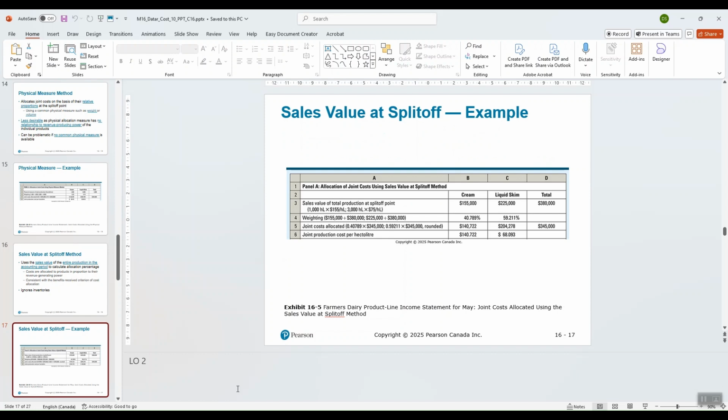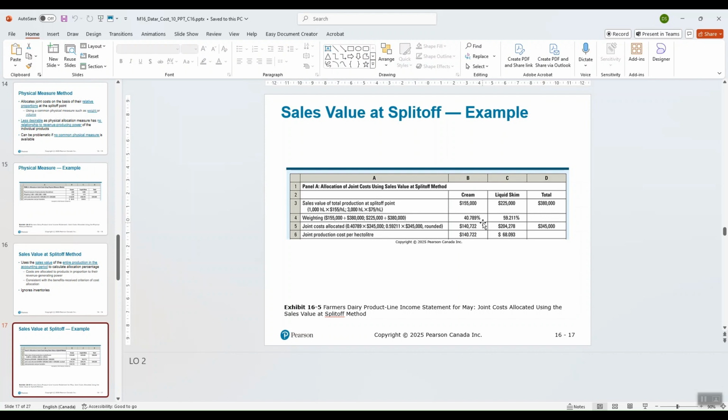So for the dollar amount, we need to know what is the sale price for these products that came out from the raw material that we used. In this case, we have 1,000 hectoliter of cream selling at $155 per hectoliter. That gives you a total sale of 155,000. Then we have a liquid skim, which is selling at 75 per hectoliter times 3,000 hectoliter, that's 225,000. So total sale that we're going to get is 380,000.